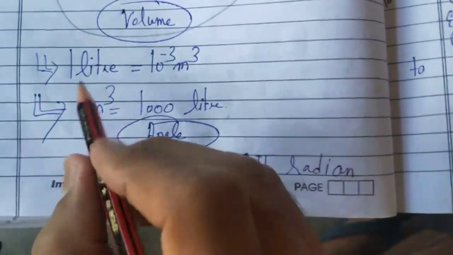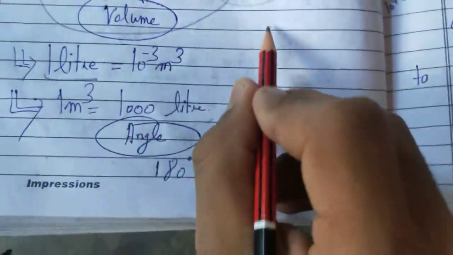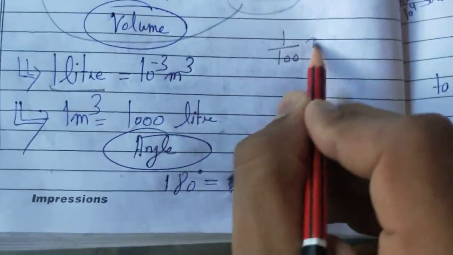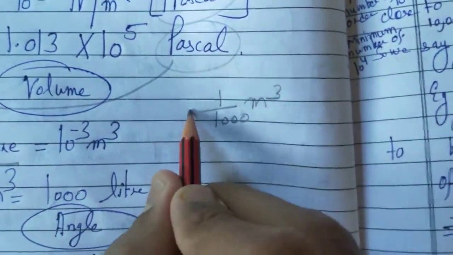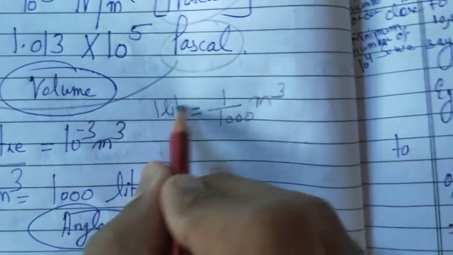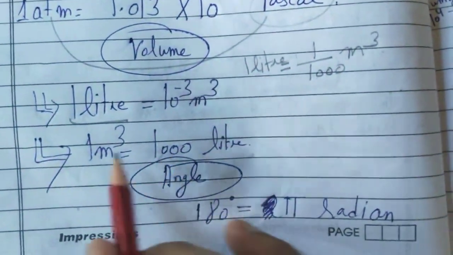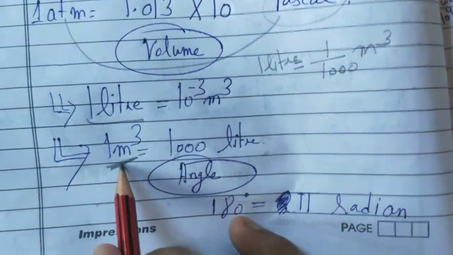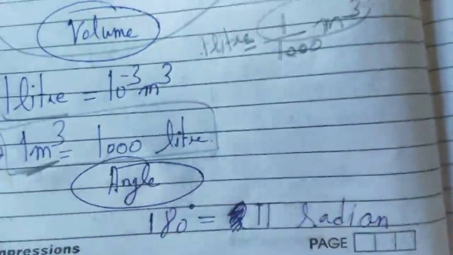Now volume. Suppose you have 1 liter in your home, that means 1 upon 1000 meter cube. If you have a volume equal to 1 upon 1000 meter cube, it will be equal to 1 liter. And if you have 1 meter cube volume, it will be equal to 1000 liter.